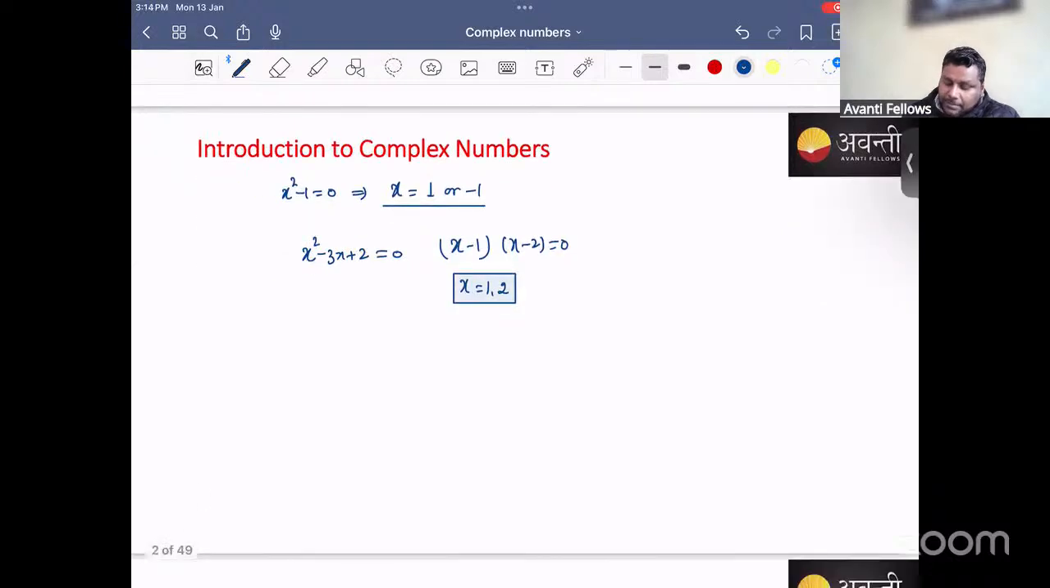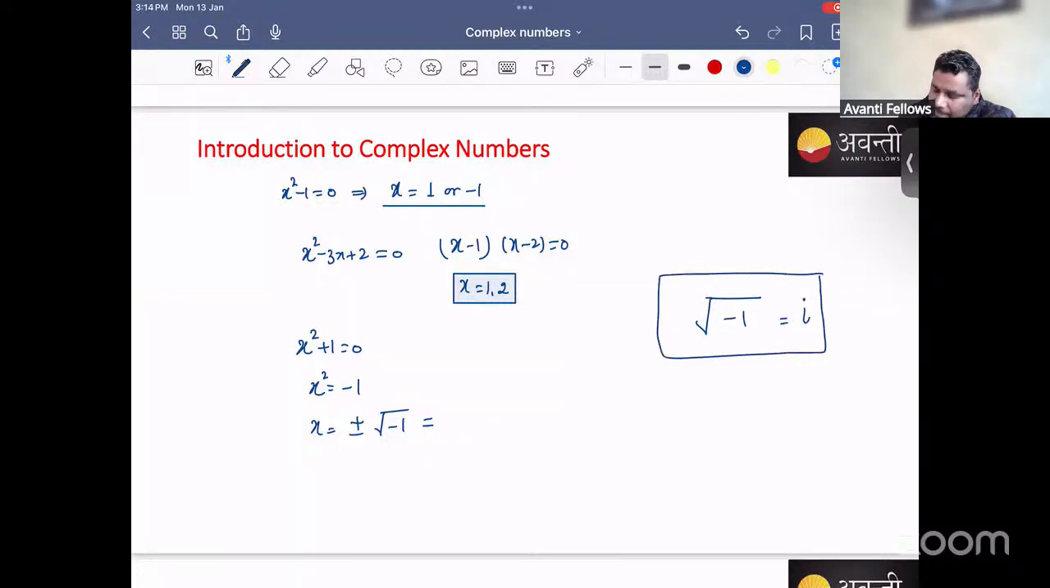All right. But in case the equation is like x square plus 1 equals to 0, now this equation cannot be directly factorized because no real x will satisfy this equation. So in that case, x square goes minus 1. So x will be plus minus under root of minus 1. This under root of minus 1 is what we call iota. So this is x equals to plus minus iota.